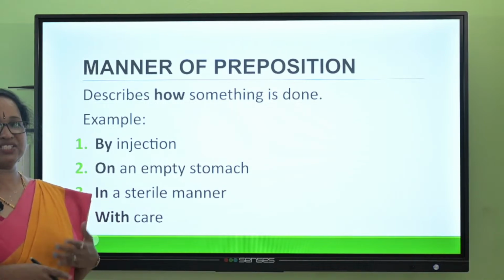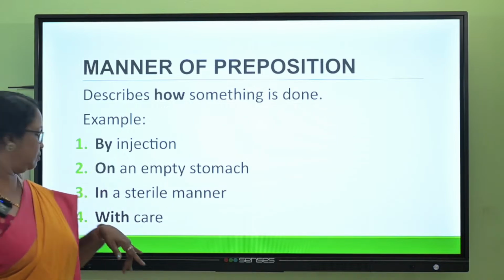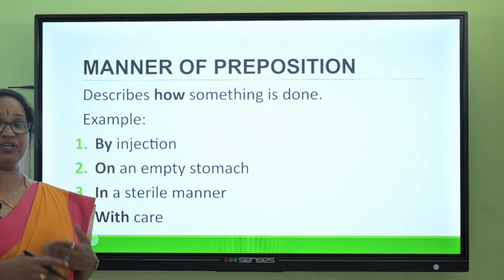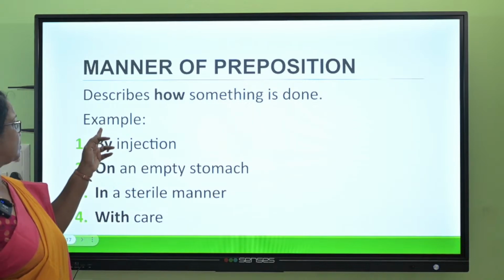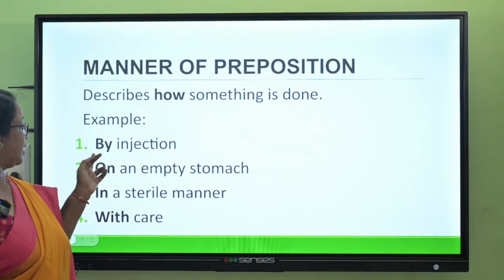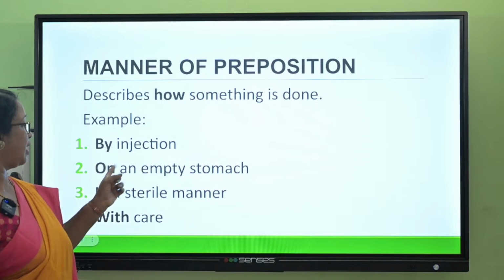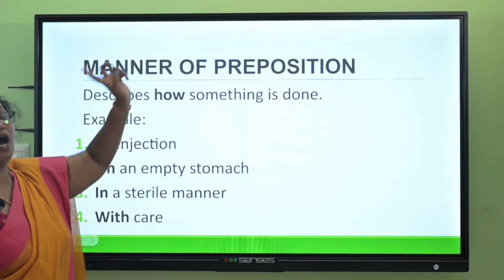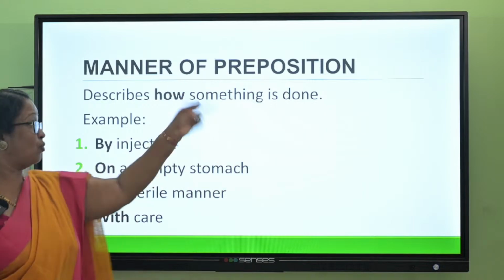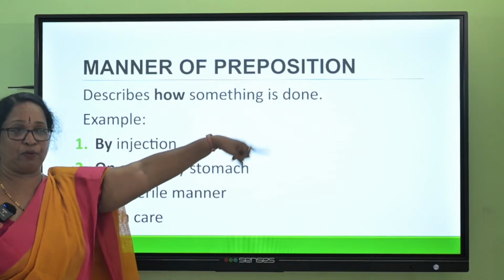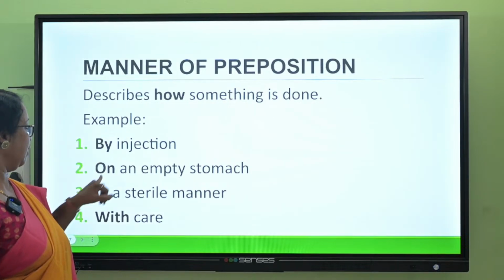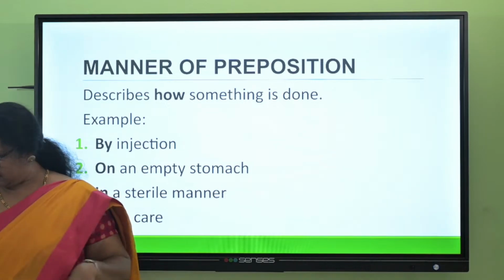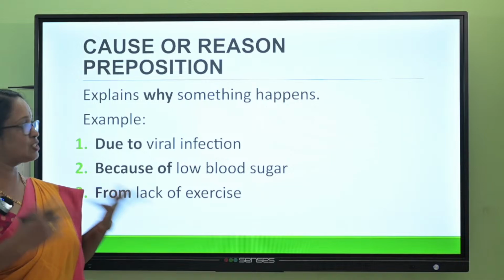They gave the medicine in a sterile manner, and the patient was given care. They provided him with care. Like that we can write. Okay, you see that one? That means they gave adrenaline by an injection on an empty stomach in a sterile manner with care. That describes how something is done to the patient. For that purpose, we use manner prepositions: by, on, and with. Please note that one.